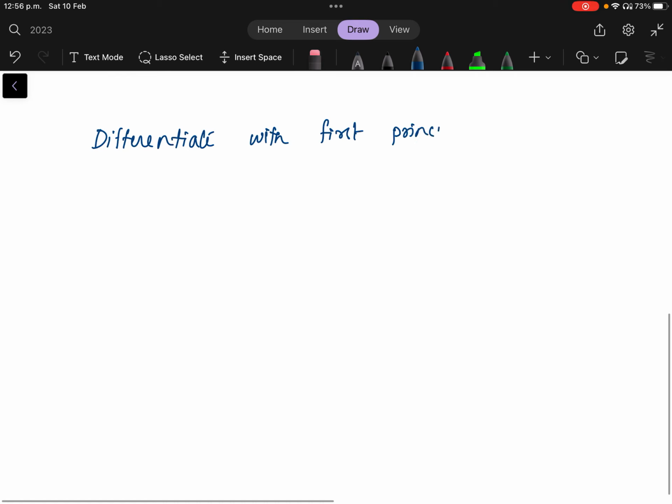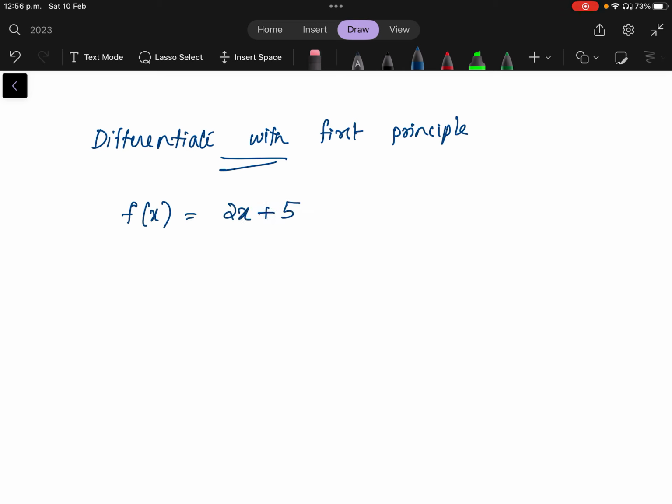It's a standard method. If you learn the standard method, you will be able to do any question out of this. So let's see how you can kickstart this. Okay, so let me take a sample equation. It is f of x equal to 2x plus 5, and you have to differentiate it with respect to x with first principles. Okay, so I'm going to do this. f of x is equal to 2x plus 5.